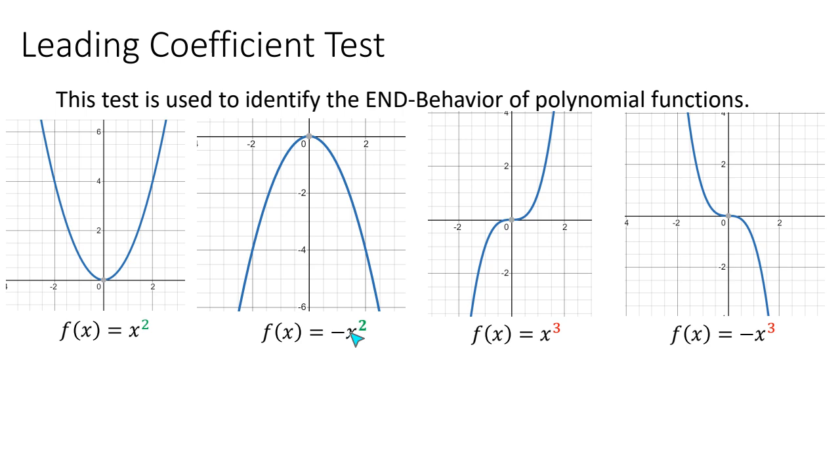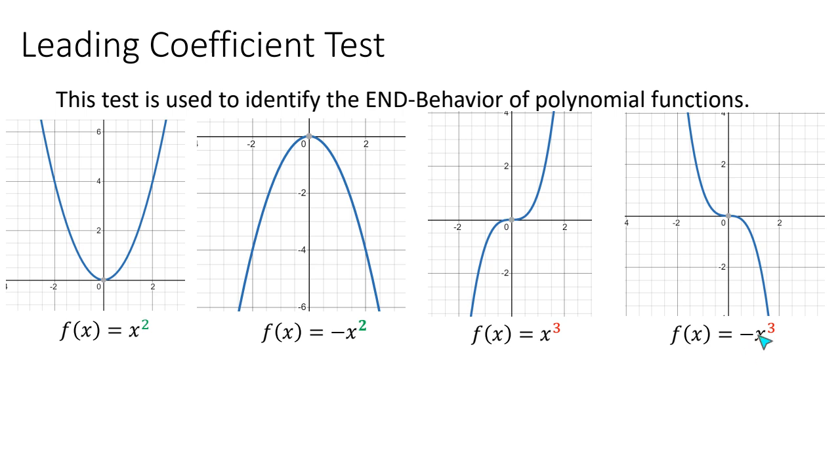If the degree is even with a negative coefficient, then notice that to the left, the graph is falling. So we say it falls to the left. And then to the right, it's also falling. But if the degree is odd with a positive leading coefficient, then we say that to the right, it's rising to the right, and then it's falling to the left.